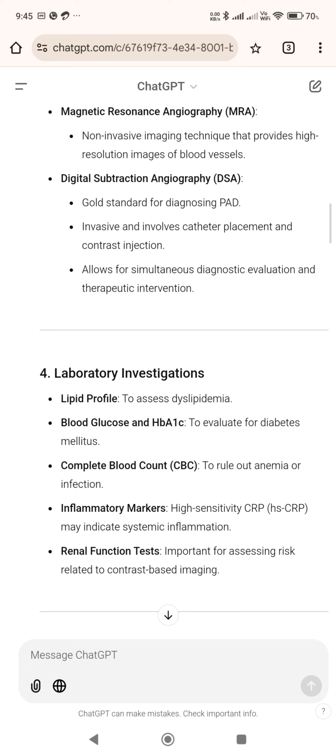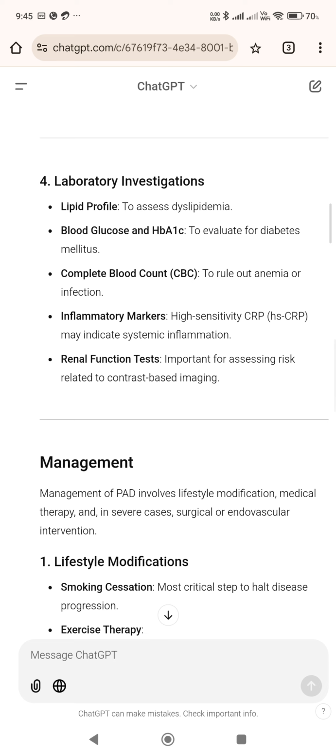Laboratory investigations: lipid profile to assess dyslipidemia, blood glucose and HbA1c to evaluate for diabetes mellitus, complete blood count, CBC, to rule out anemia or infection. Inflammatory markers, high sensitivity CRP, hsCRP, may indicate systemic inflammation. Renal function tests, important for assessing risk related to contrast-based imaging.